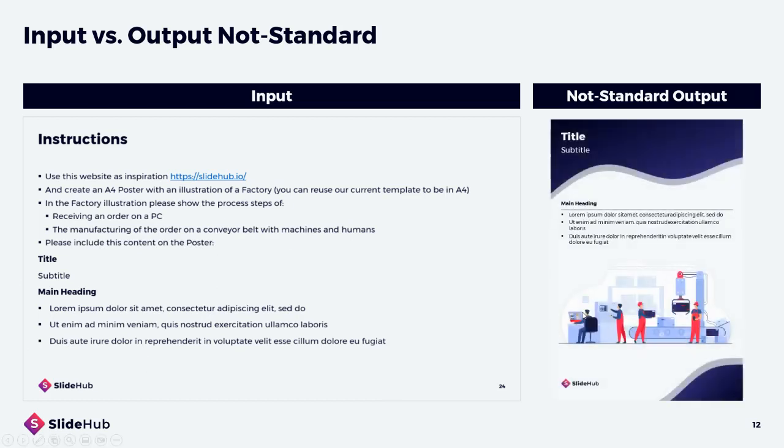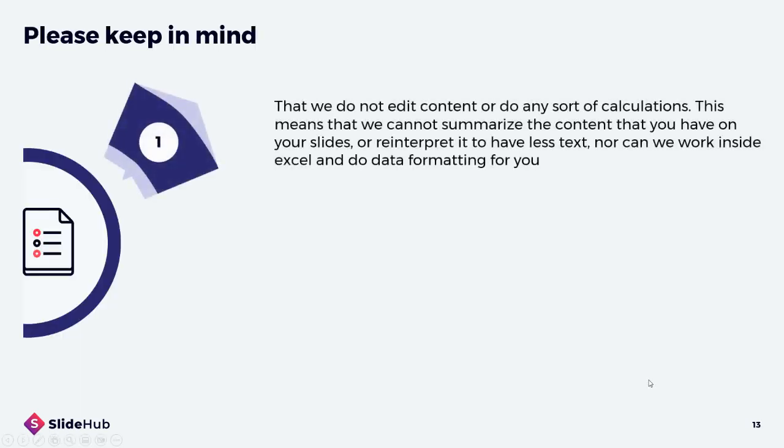And here would be the output. So you can see we are still following the SlideHub style and rules. We are using the SlideHub template. We just converted it to A4, and we made the illustration as per the instructions from the client using their content provided. Please keep in mind that we do not edit content or do any sort of calculations.